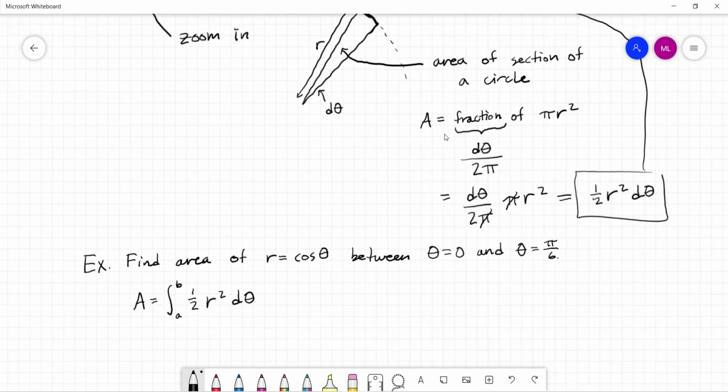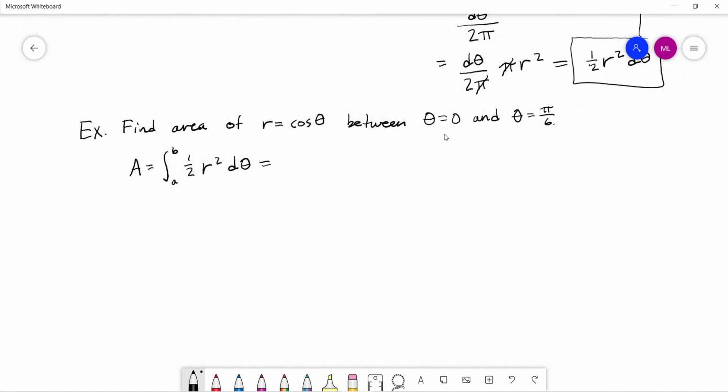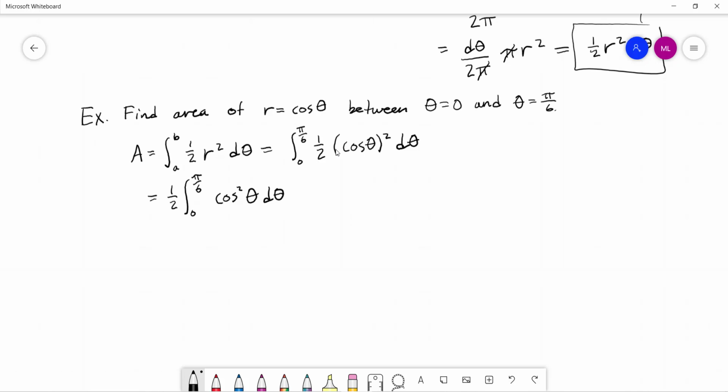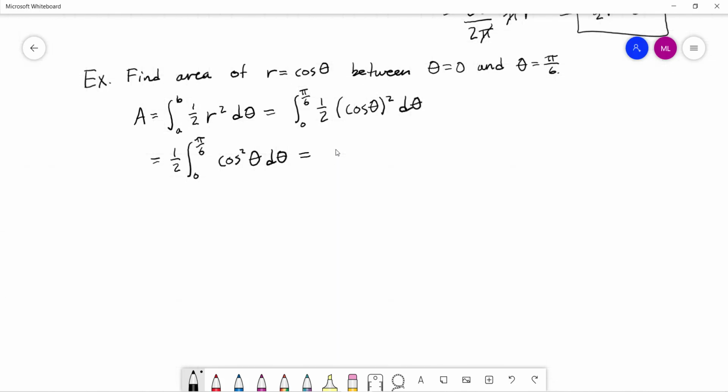1/2 r squared d theta is going to be equal to the integral from 0 to pi over 6 of 1/2 times our r, which is cosine of theta, squared d theta. That's the area. So that's just plugging into the formula. How do I integrate this thing? I can pull out a 1/2 in front. We've got our integral from 0 to pi over 6, and I'm now trying to integrate cosine squared of theta d theta. To do that, we need to use our power reduction formula. So I need to take it from cosine squared to the following.